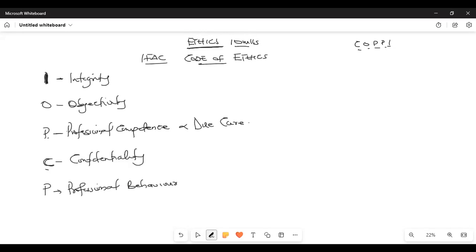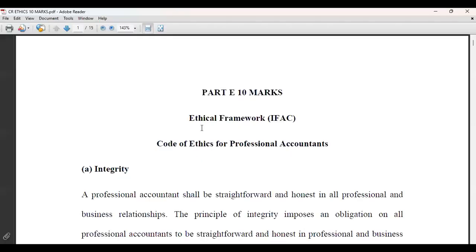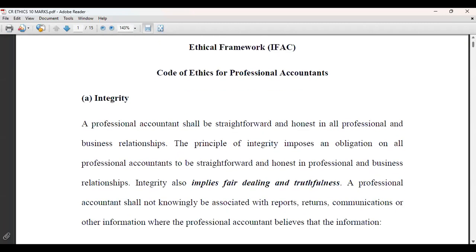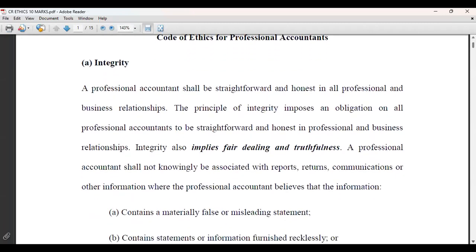All right, so let's go back to the notes that we have and try and understand it. I'll be underlining some keywords. So this is 10 marks of your course. And please, like I said, it's the easiest part to be able to look at. All right, so now let's understand what integrity is about.